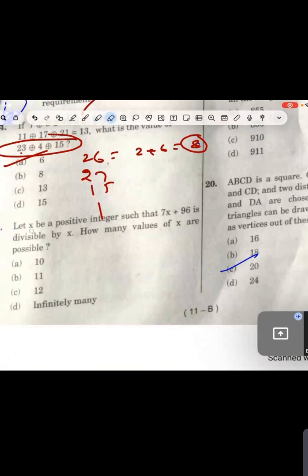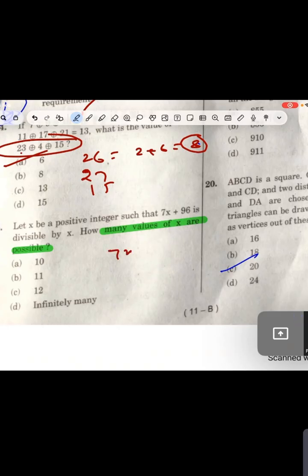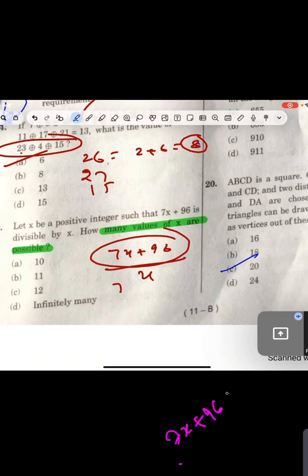Read this question, Priyal. Let x be a positive integer such that 7x plus 96 is divisible by x. How many values of x are possible? This is a difficult question if your basics are weak. Guys, they have given this number 7x plus 96, and it is divisible by x. So it means 7x is also divisible by x, and 96 is also divisible by x. Any doubt here?